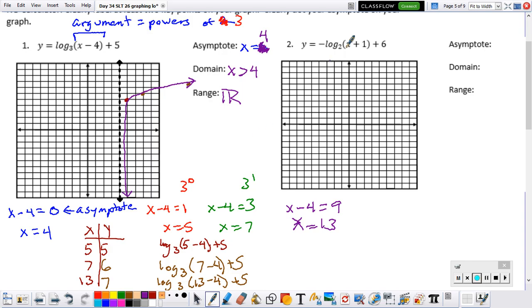Okay, so what I want everyone to do, number 2, we need powers of 2. I need to do a little erasing here.